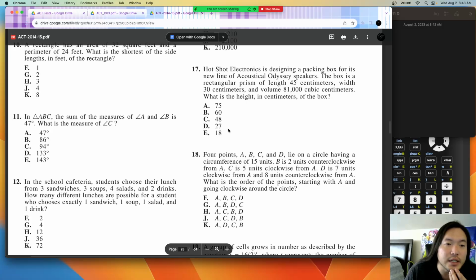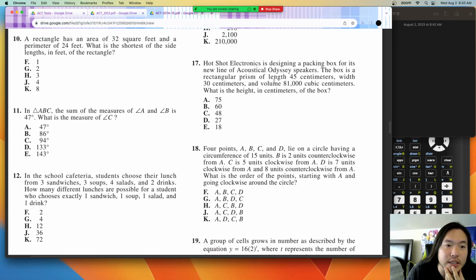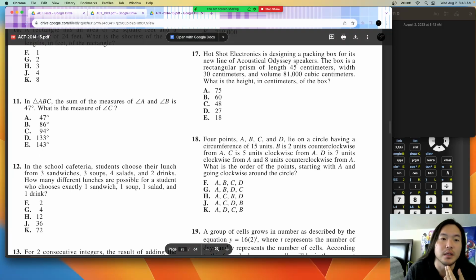17. Hotshot Electronics is designing a package box for its new line of acoustic Odyssey speakers. The box is a rectangular prism with a length of 45 centimeters, width of 30 centimeters, and a volume of 31,000 cubic centimeters. What is the height of the box in centimeters? Okay, very, very simple. So, rectangular prism, right? You definitely want to know what this term means. Rectangular prism is just a fancy word for a box.